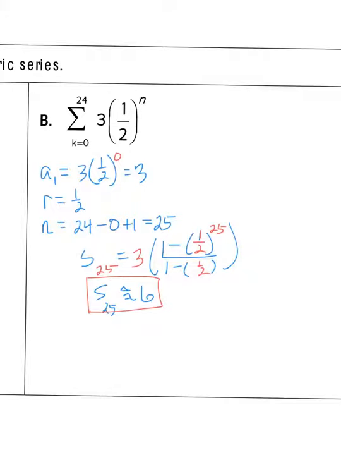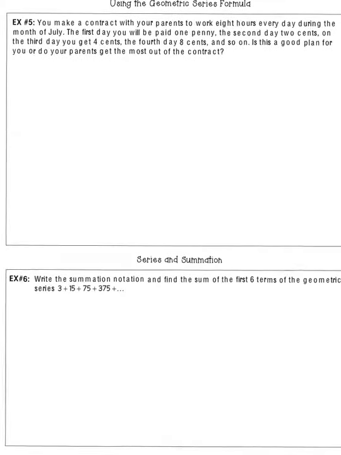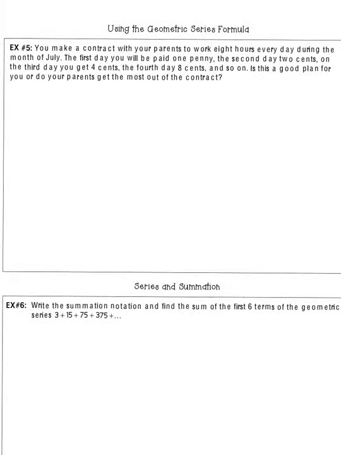All right, so then we have a word problem on our next page. And the word problem says, it's as big as I can make it, I apologize. So you make a contract with your parents to do work 8 hours every day during the month of July. The first day, you will be paid 1 penny. The second day, 2 pennies. On the third day, you get 4 pennies. The fourth day, 8 pennies, and so on. Is this a good plan for you, or do your parents get the most out of the contract?